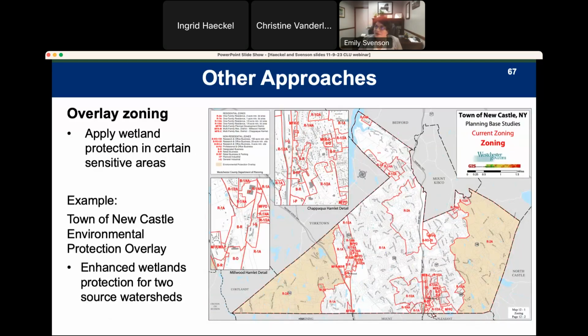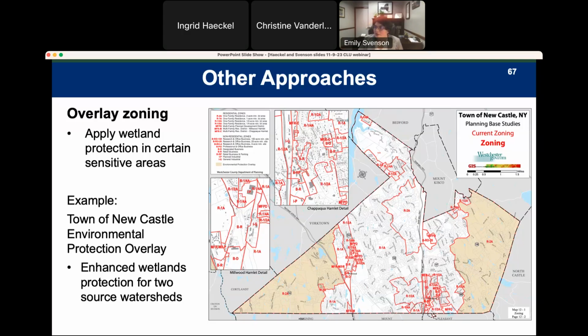Another use of overlay zoning is if there are certain watershed areas or broad areas that need protection. This is in the town of Newcastle, and on the left and the right side of the town, the sort of tan shaded areas, both of those areas are watersheds that drain into two different drinking water systems. And so in those areas, the town wanted to put an extra layer of protection on the wetlands that occur within those parts of town.